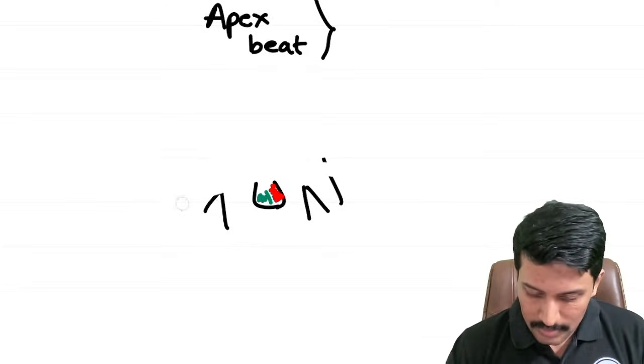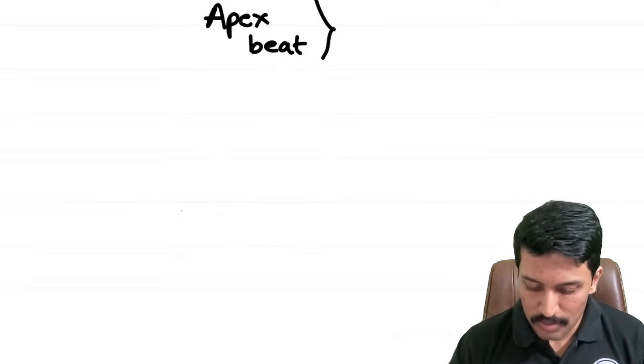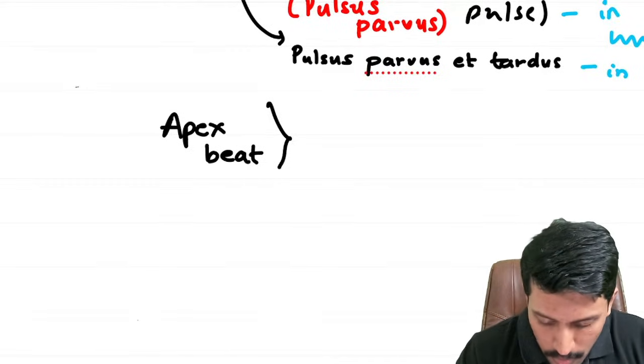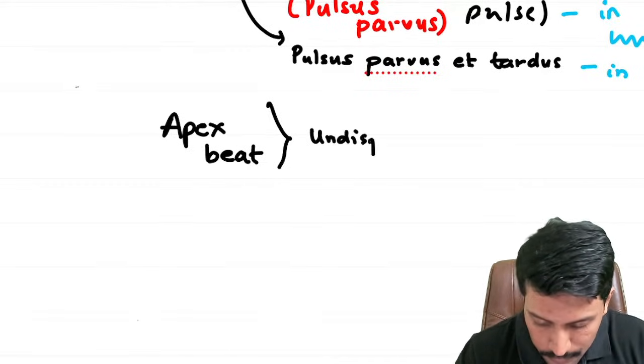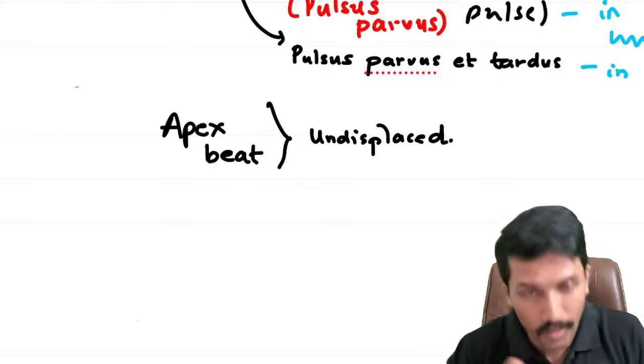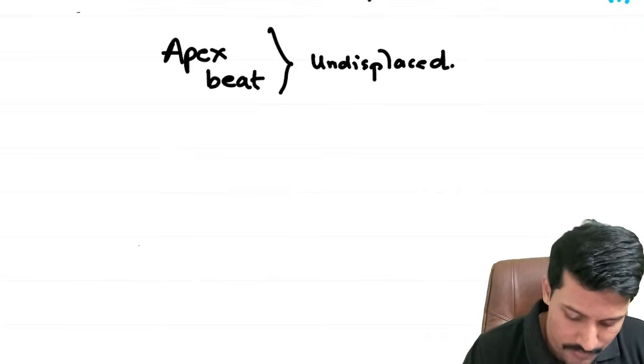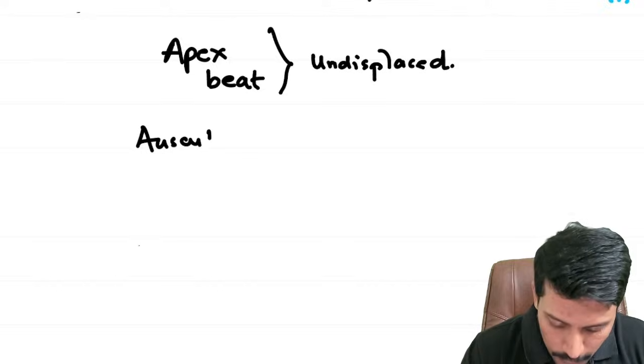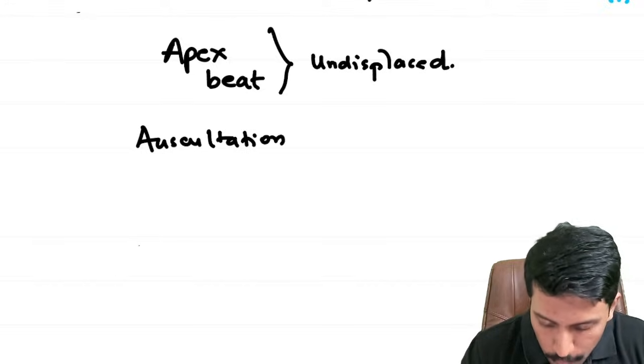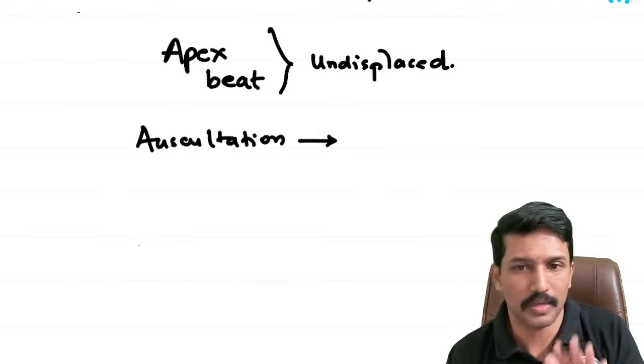So apex beat is expected to be undisplaced because there is concentric hypertrophy, not eccentric hypertrophy. Okay. Now comes the main part, auscultation. Of course, it's a valvular heart disease, so we are expecting to hear a murmur.